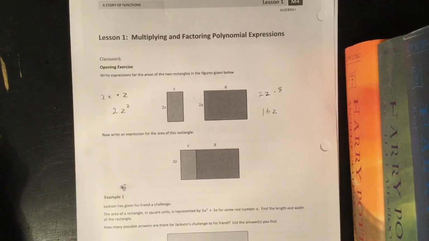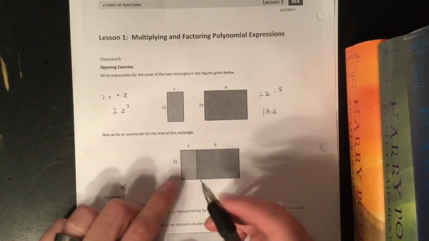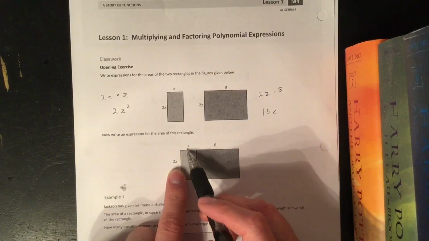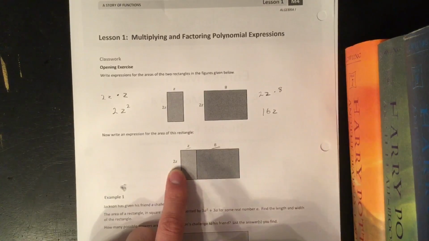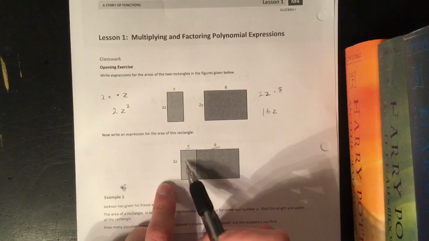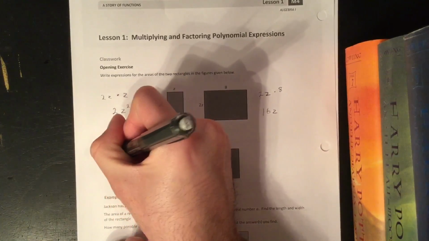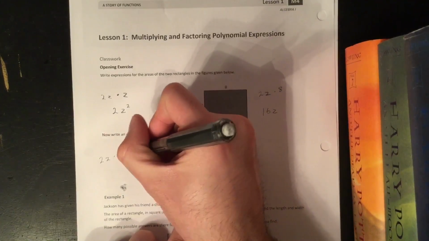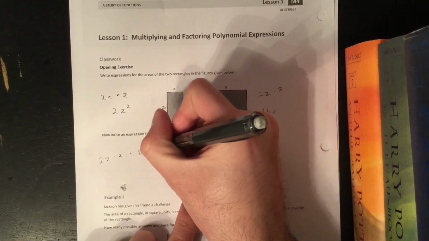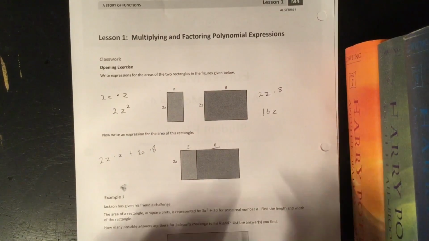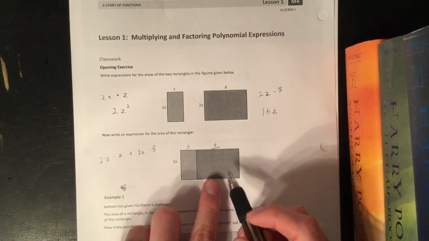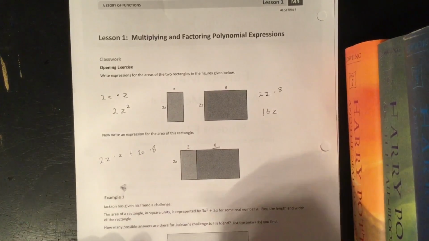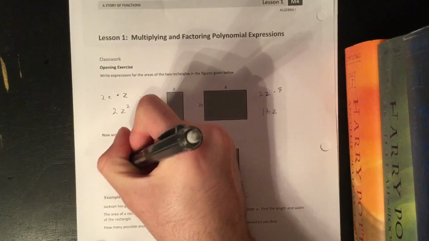So now write an expression for the area of this rectangle. So for this rectangle, we have this length times this width. So we could find the area of this rectangle first, which is 2z times z. And then we can also find the area of this rectangle. So it'll be plus 2z times 8. And so then we're going to have this rectangle size plus this rectangle size. And so now we're going to have 2z times z. So that'll be 2z squared.